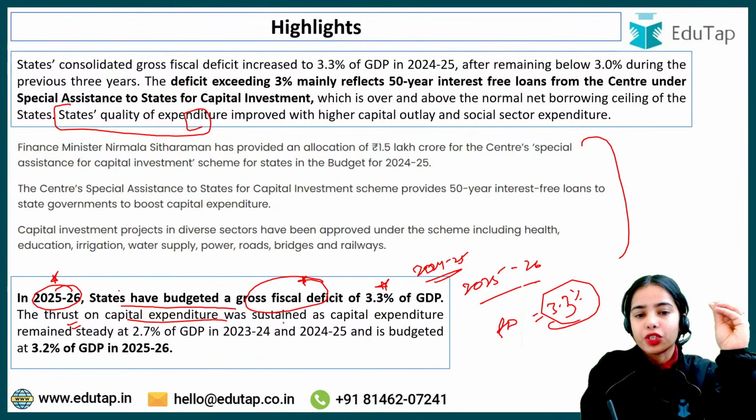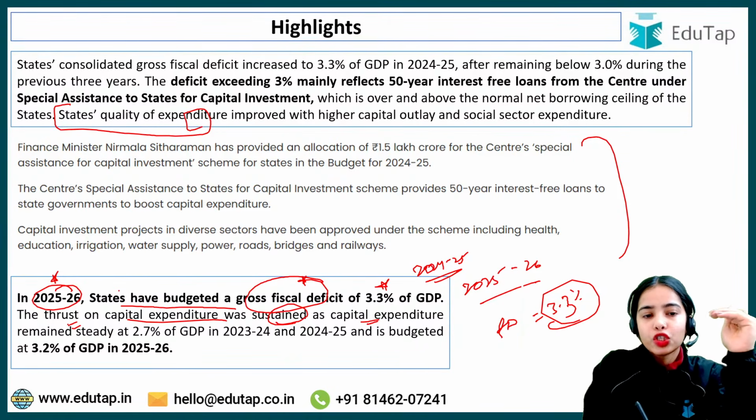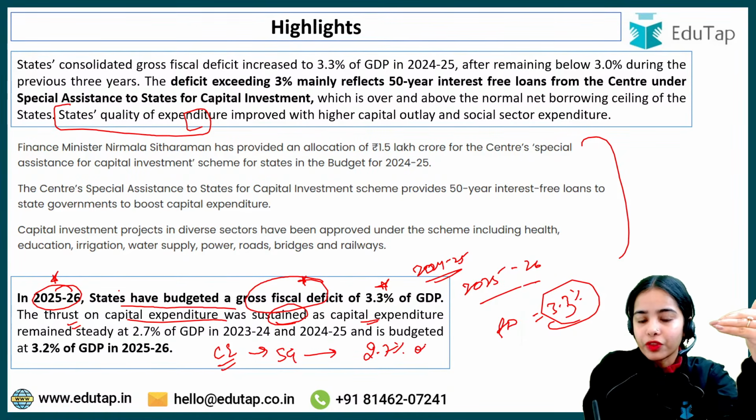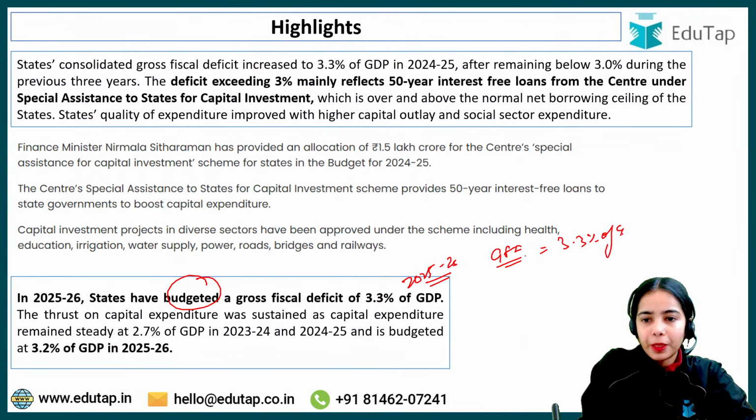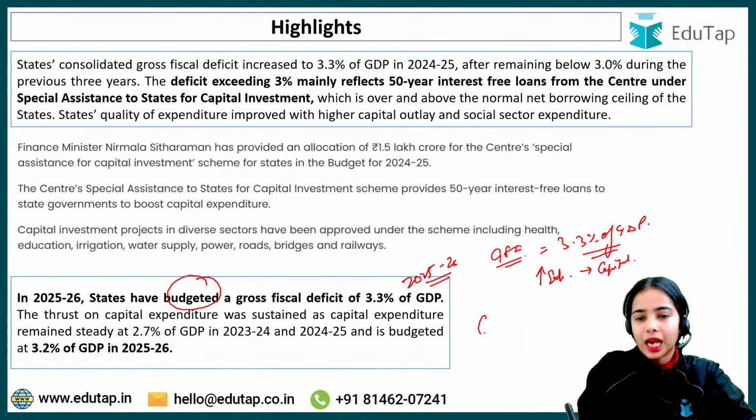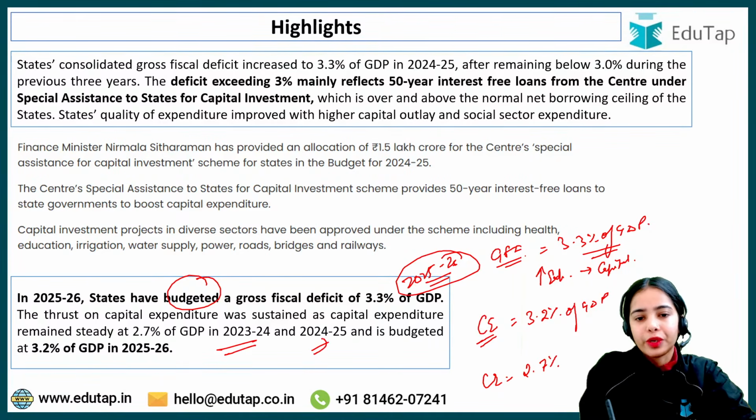The thrust on capital expenditure was sustained as capital expenditure remained steady. That means a further push is given to capital expenditure, and it is expected that capital expenditure by the state governments will increase from 2.7% of GDP to 3.2% of GDP. So for 2025-26, it has been budgeted that the consolidated gross fiscal deficit of the states will be 3.3% of GDP, because of higher expenditure in the capital segment. Capital expenditure will increase to 3.2% of GDP in 2025-26 from the previous 2.7% of GDP in 2023-24 and 2024-25.